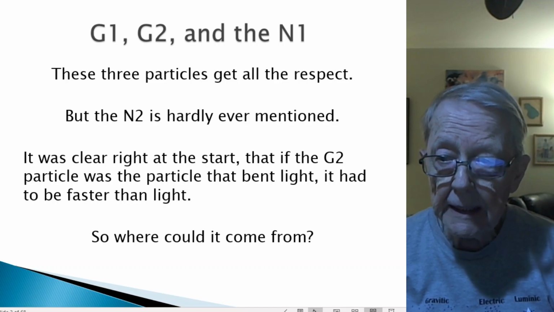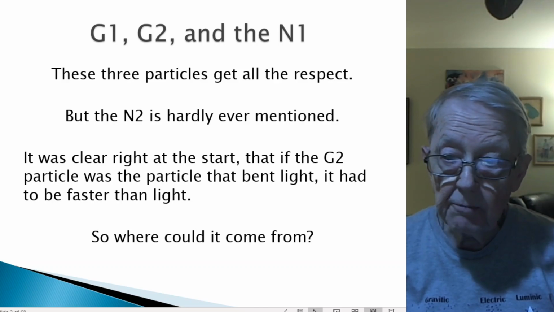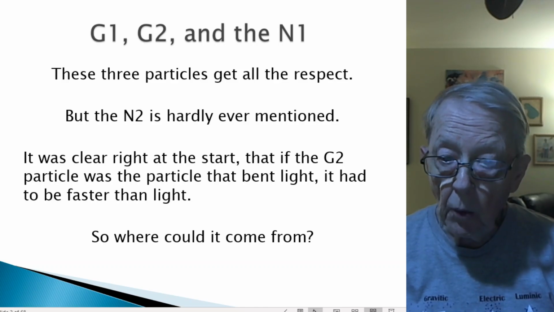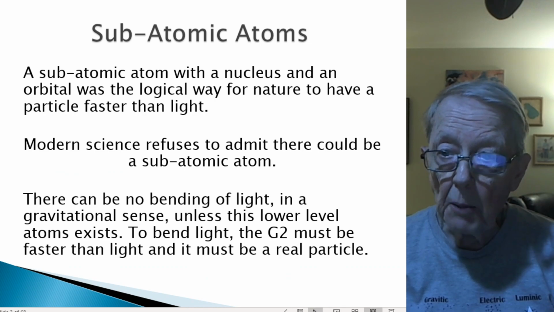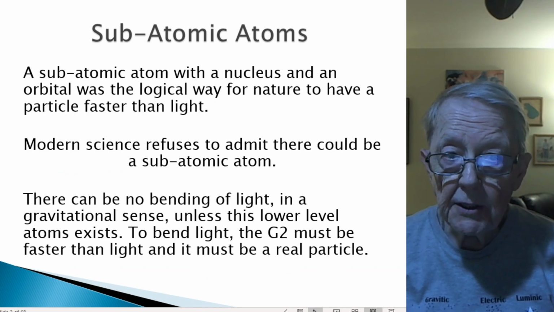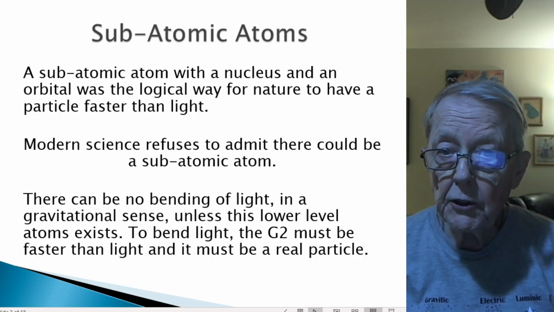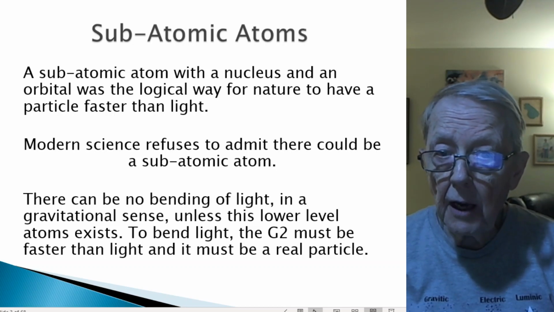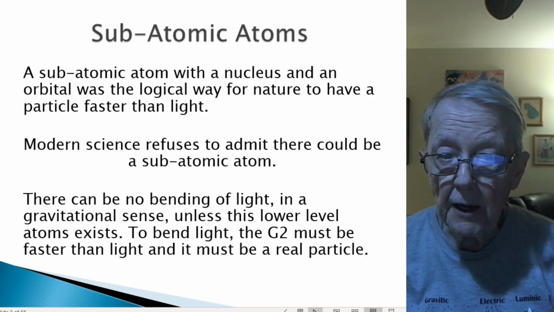It's something that modern science today just seems to miss. It just completely ignores the idea. But where does this particle come from? Subatomic atoms. A subatomic atom with a nucleus and an orbital was the logical way, at least a logical way for the TPM model, for nature to have a particle faster than light.